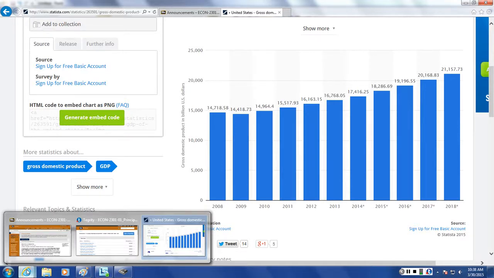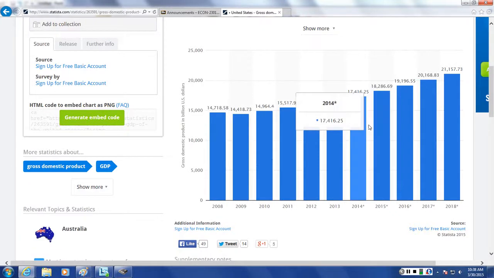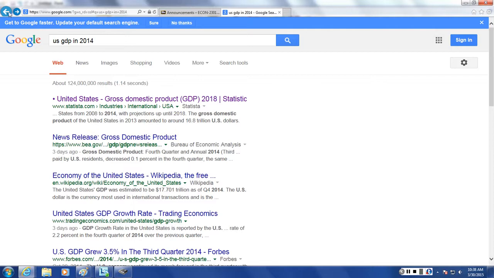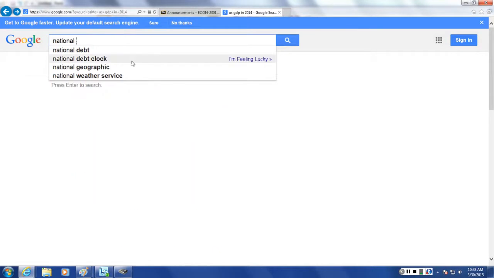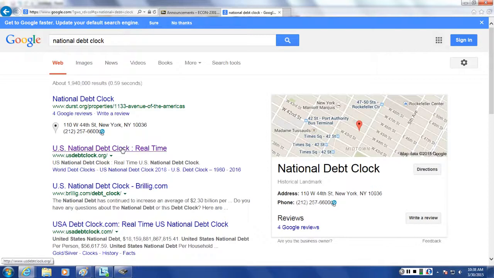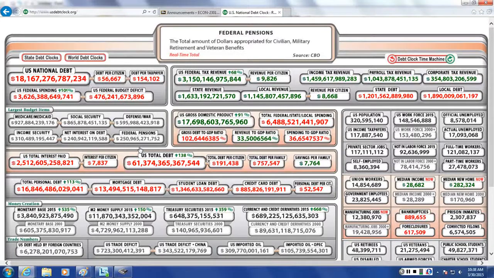Would you note down this number here? What was it again? 17,416.25. Let's get back to our national debt clock and see what we have here. We'll work with 18.17 trillion. In billions, it would be 18,167.28.